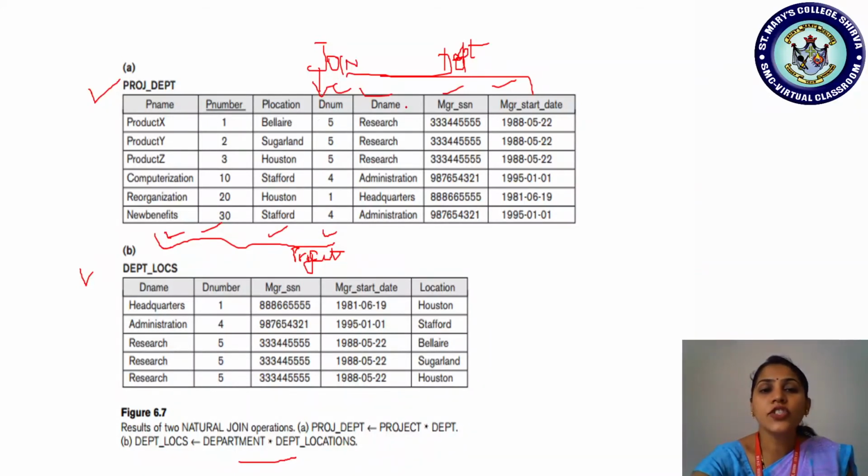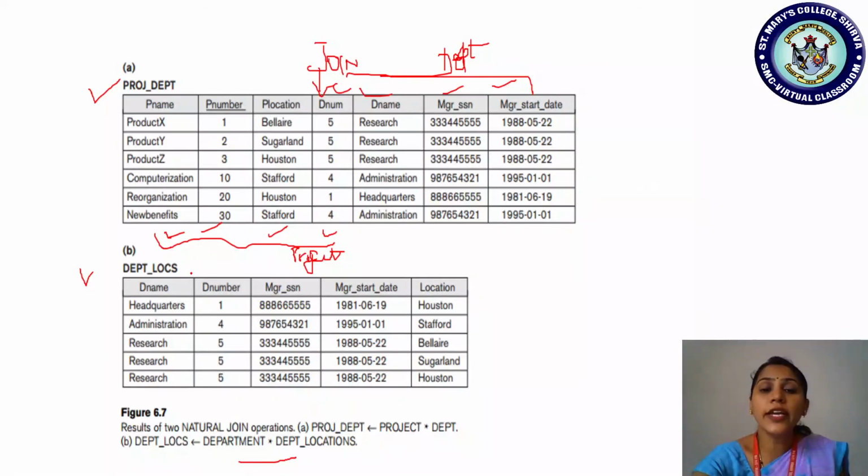Okay, now just check out here, with the result of this particular relation we understood that project product X is handled by department 5, product Y is also handled by department 5, and product Z is also handled by department 5. Computerization is handled by department 4. Reorganization is handled by department 1. New benefits is handled by department number 4. Okay, so this was a thing.